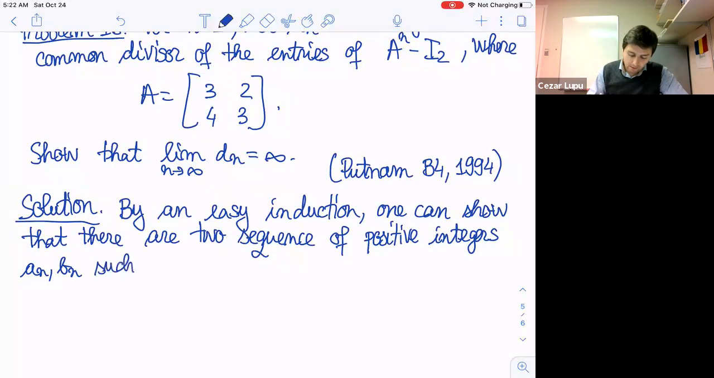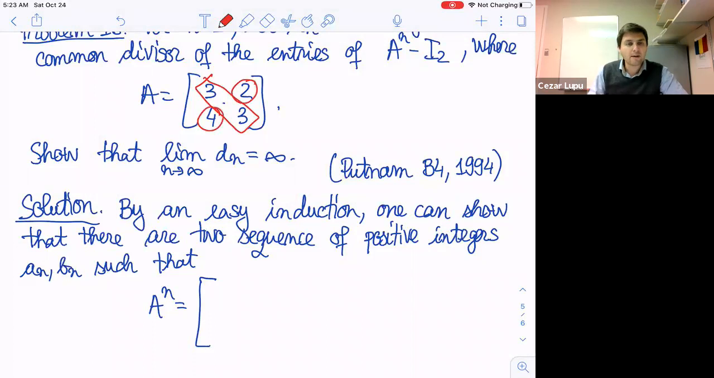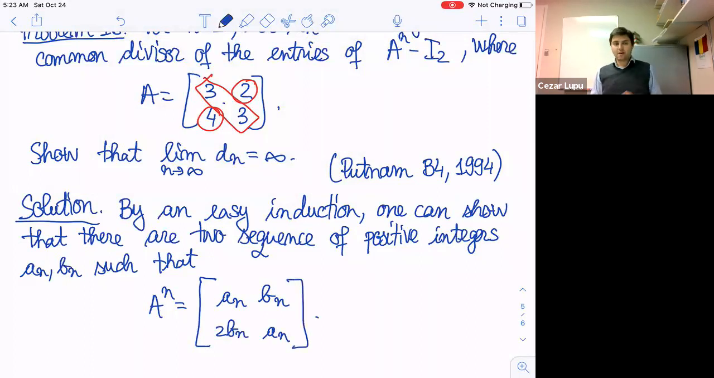such that we can actually compute a to the power n, and it's not hard to see. If you look at the way it's defined, the elements on the main diagonal are the same, and this one here is kind of related to this one here. So 4 is a double of 2. So we can imagine that this will look like a sequence an, bn. Again, we'll have here an, and this will be 2 times bn. It's a very easy induction.